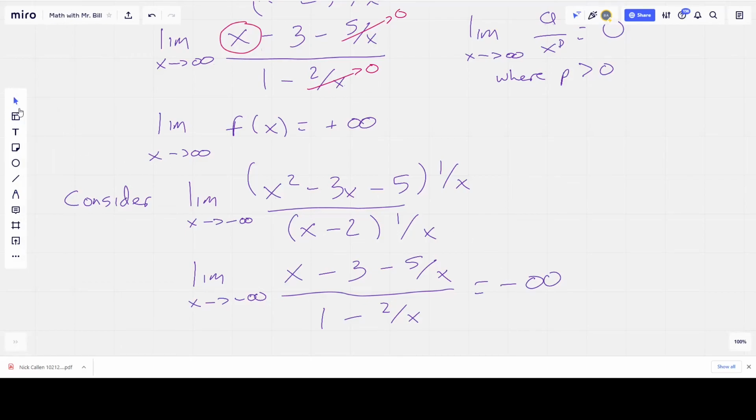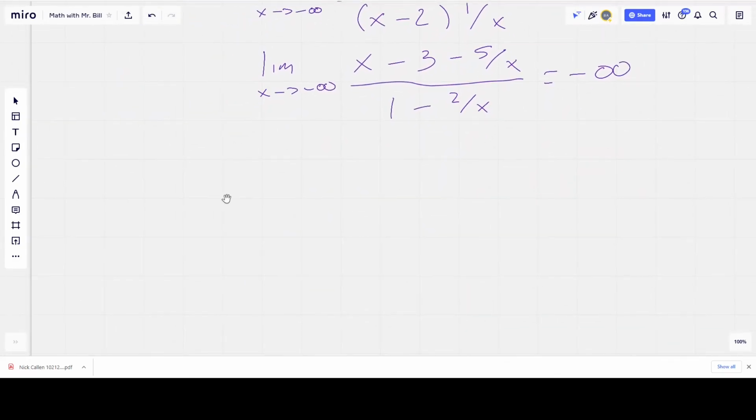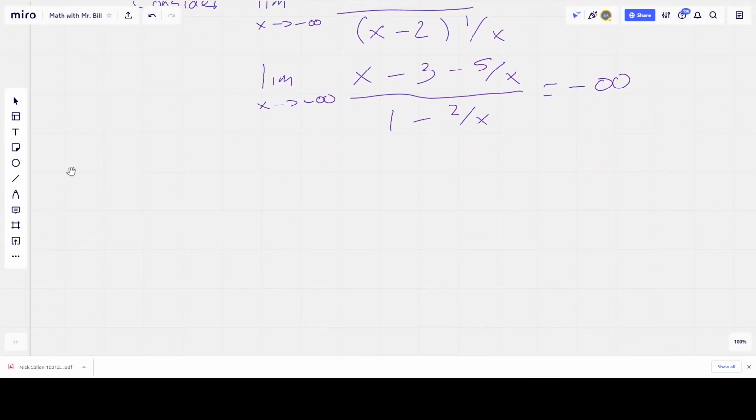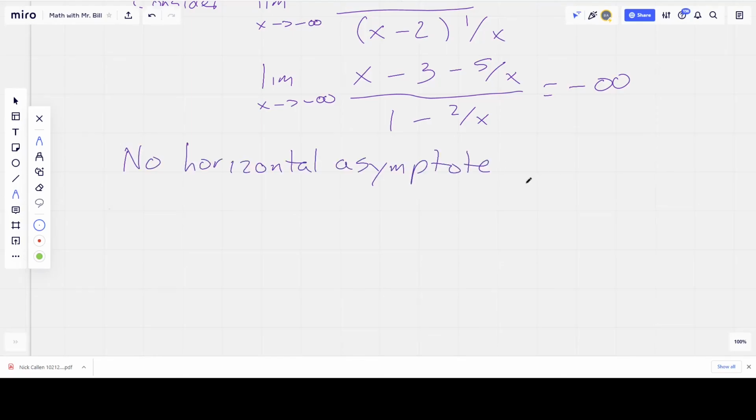Since the function as x approaches positive or negative infinity goes off to positive and negative infinity, there is no horizontal asymptote. So there's no horizontal asymptote for the function.